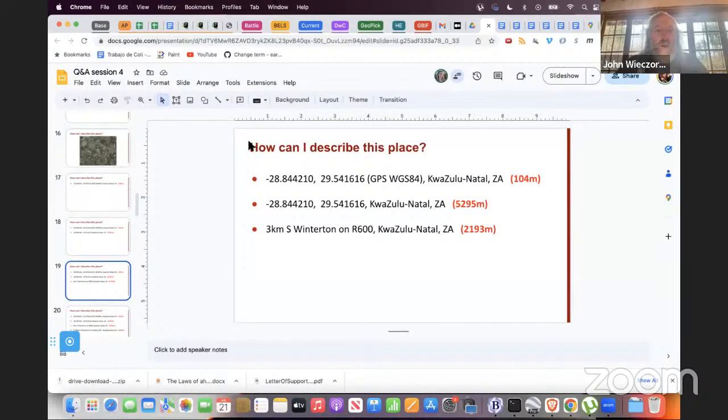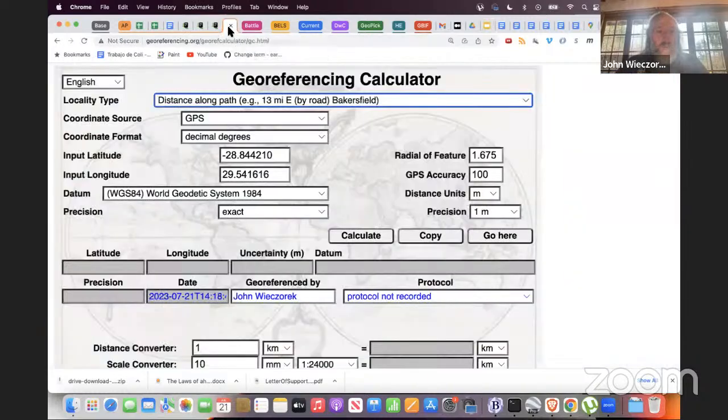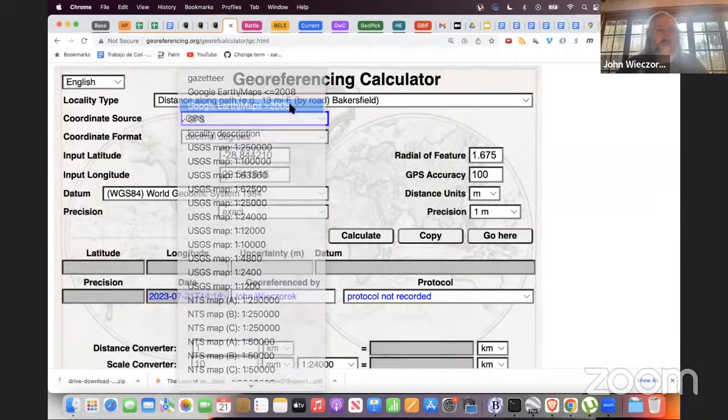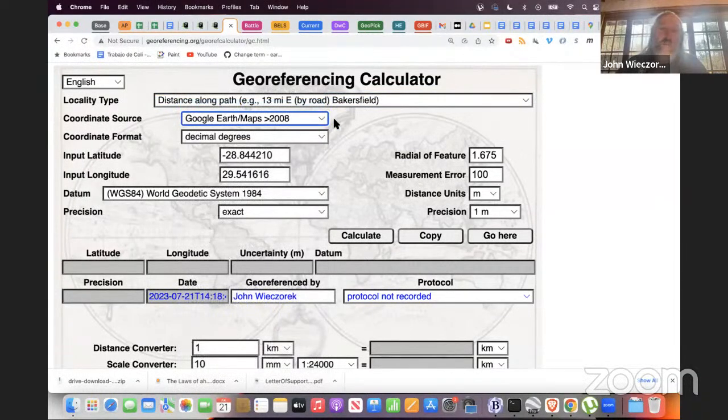So I can do that calculation as well fairly quickly. I do a distance along a path. My source is no longer the GPS, but rather it's Google Earth and Maps, which is where I found the corrected center of Winterton from. My coordinates are in decimal degrees. My coordinate source is WGS 84, and they are exact for all intents and purposes.